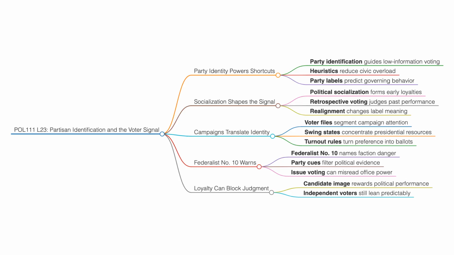This lecture distills a decade of my written notes taken from American Government Roots and Reform, American Government by Lenz and Holman, and our course-assigned OpenStax American Government textbook. This lecture focuses on partisan identification in the voter signal.